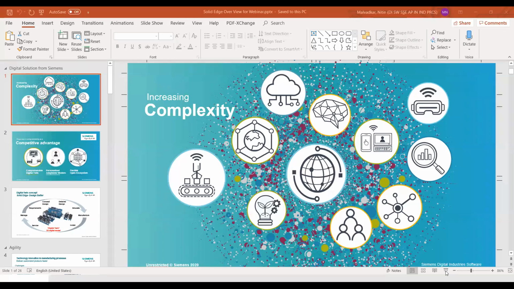Yeah, next question is, there is a big end user demand for customized products, resulting in demand for more highly customized machinery. So how does Solid Edge help address this challenge? One second. Yeah, sorry about that.